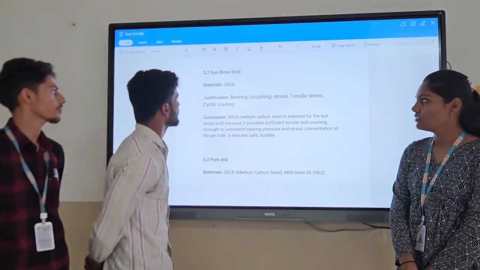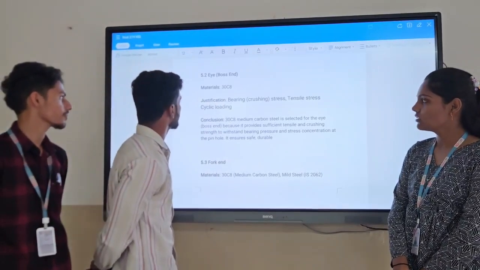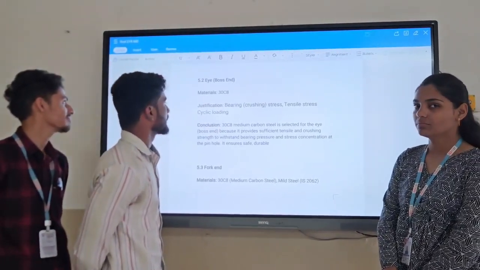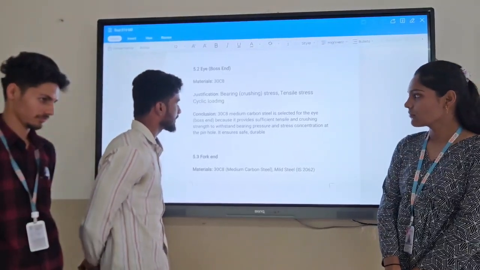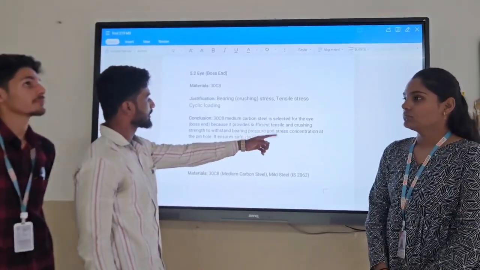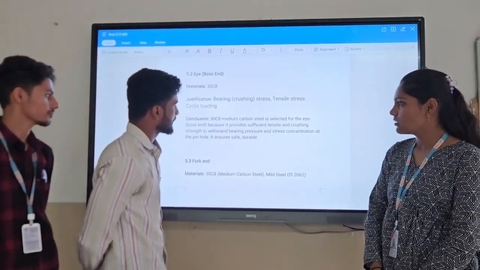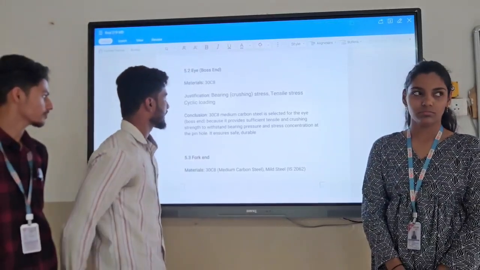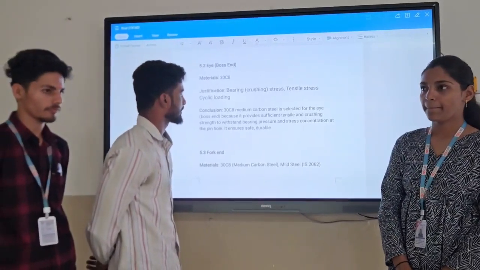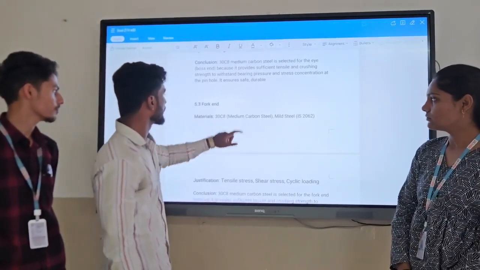Next is the eye, and the material is 30C8. Justification: bearing stress, tensile stress, cyclic load. Conclusion: medium carbon steel is selected for the eye because it provides sufficient tensile and crushing strength to withstand bearing pressure and stress concentration at the pin hole and ensures safe and durable operation.